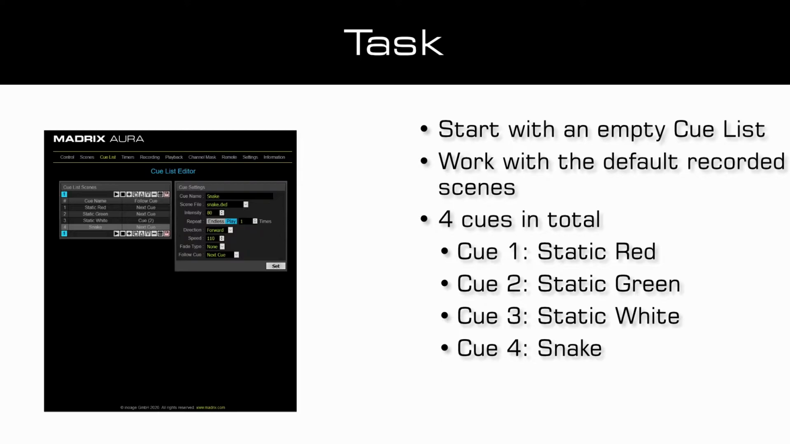In Q4, we will assign the recorded snake scene. This queue should be played with an intensity of 80% and a speed of 110%. The fade type should be set to none, and after playback of this queue, the next one should be activated.